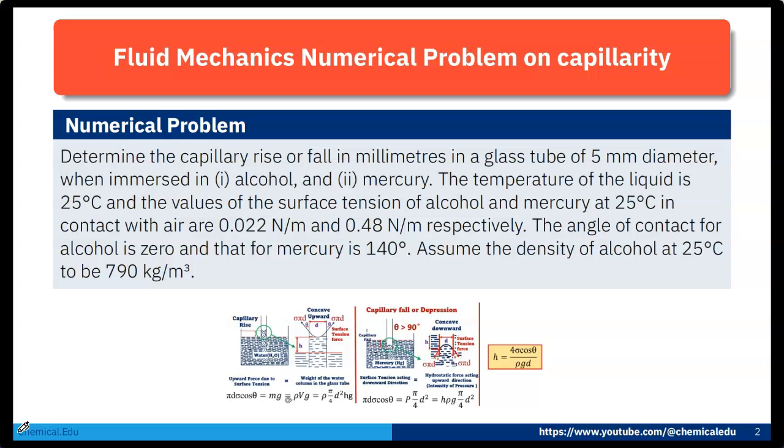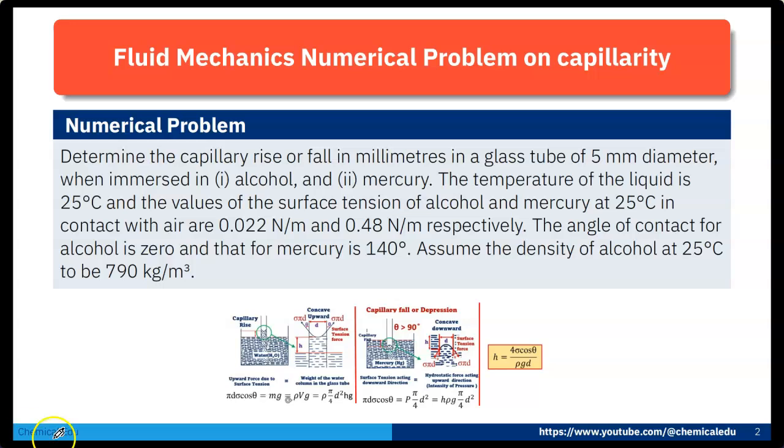and mercury. The temperature of the liquid is 25 degrees centigrade, and the values of the surface tension of alcohol and mercury at 25 degrees centigrade in contact with air are 0.022 Newton per meter and 0.48 Newton per meter respectively. The angle of contact for alcohol is 0 and that for mercury is 140 degrees. Assume the density of alcohol at 25 degrees centigrade to be 790 kg per meter cube.